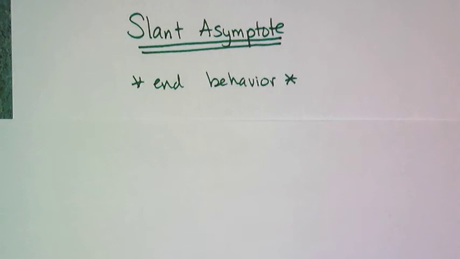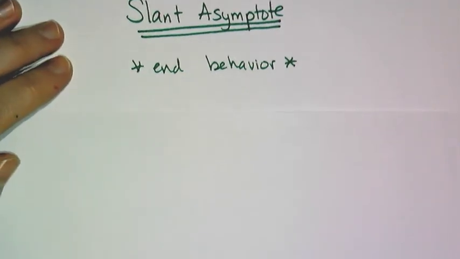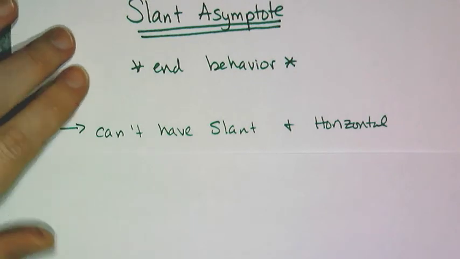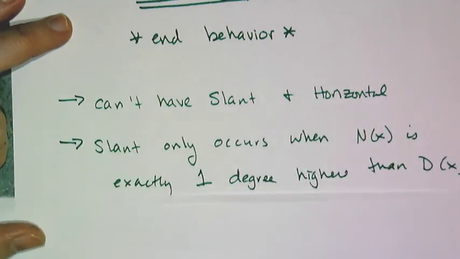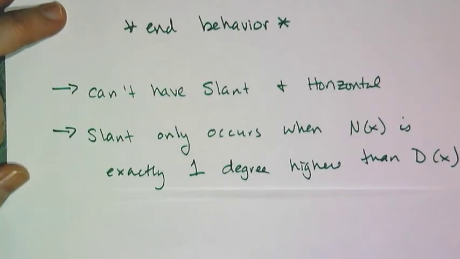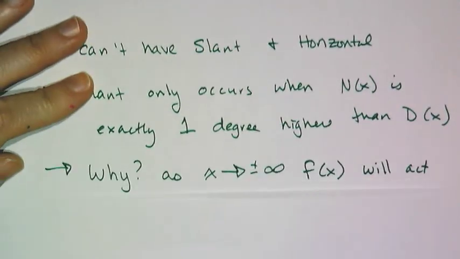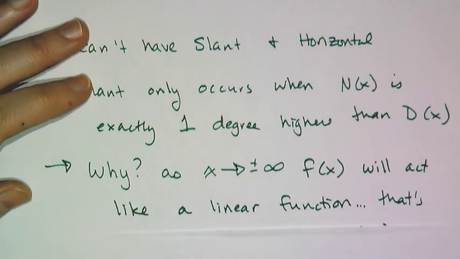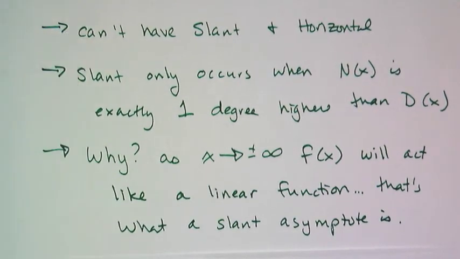Now let's look at slant asymptotes. Now, a slant asymptote is just like a horizontal one in that it shows end behavior of a rational function. So here's a couple things you need to know. First, you can't have both a slant and horizontal asymptote. Now, the second thing is that slant asymptotes can only occur when the numerator is exactly 1 degree higher than the denominator. The reason why is that as x approaches positive or negative infinity, f of x will act like a linear function. And that's really what a slant asymptote is.